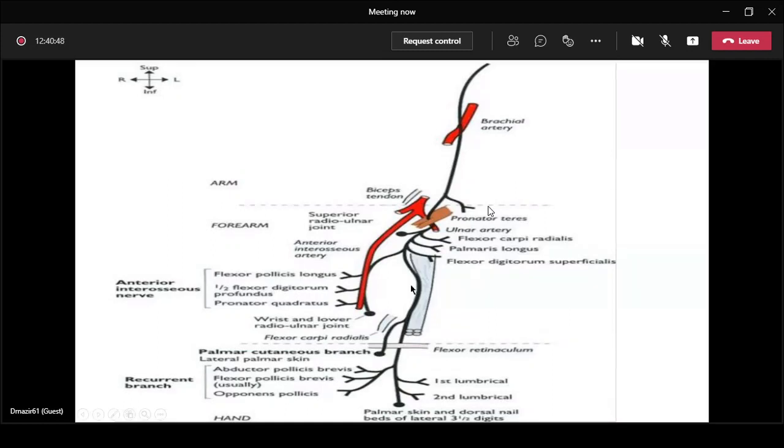Coming towards the flexor retinaculum, it then gives a palmar cutaneous branch which travels superficially, and the median nerve itself goes to the palm.